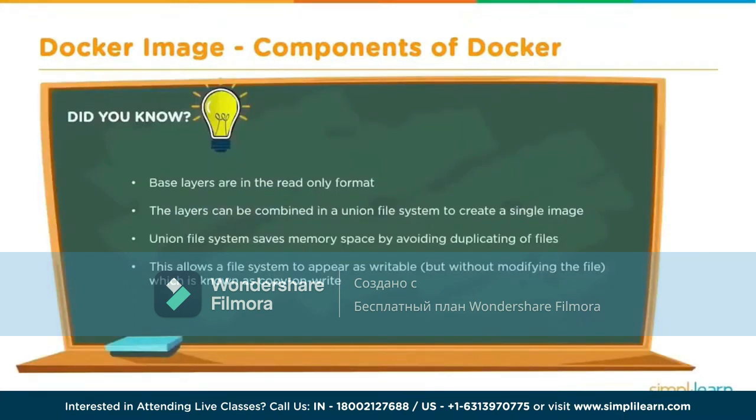So here are some callouts for the components within a Docker image. The base layers are in read-only format. The layers can be combined in a union file system to create a single image. The union file system saves memory space by avoiding duplication of files. And this allows a file system to appear as writable, but without modifying the file, which is known as copy on write. The actual base layers themselves are read-only.